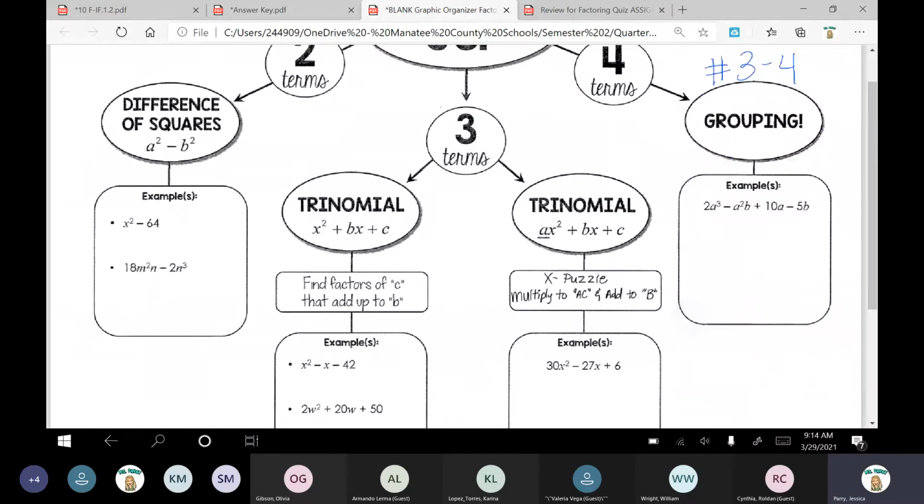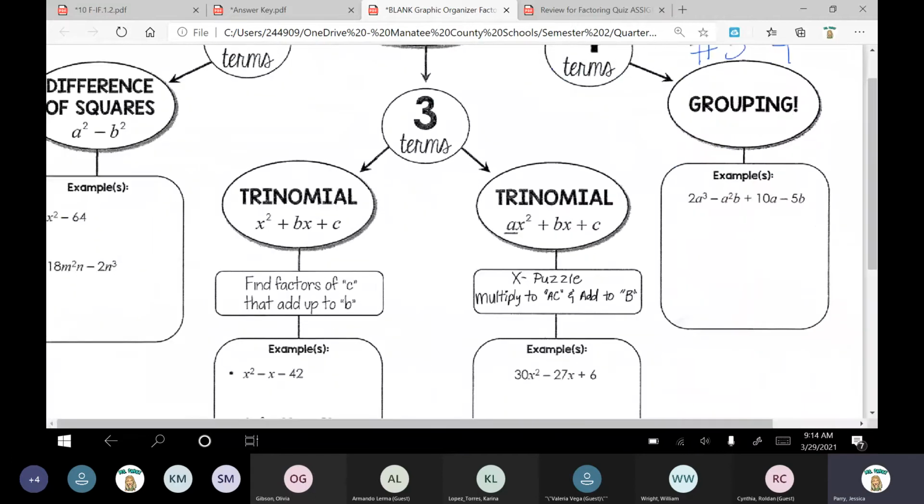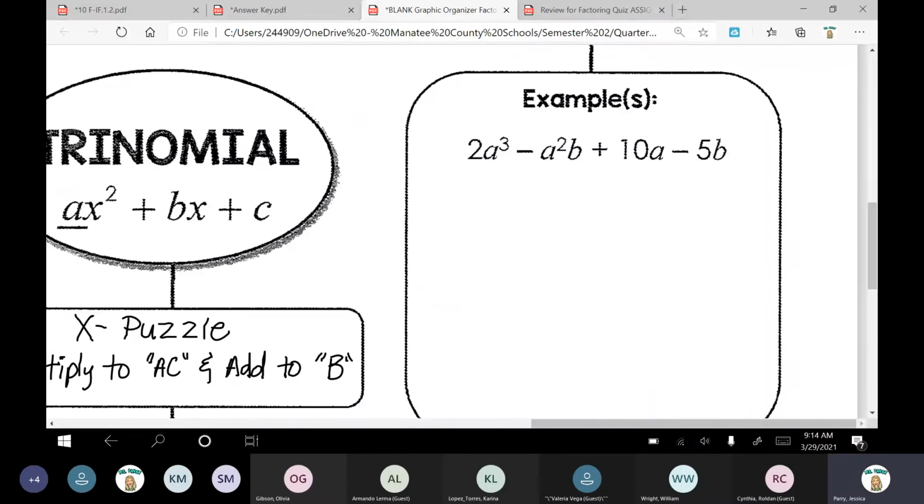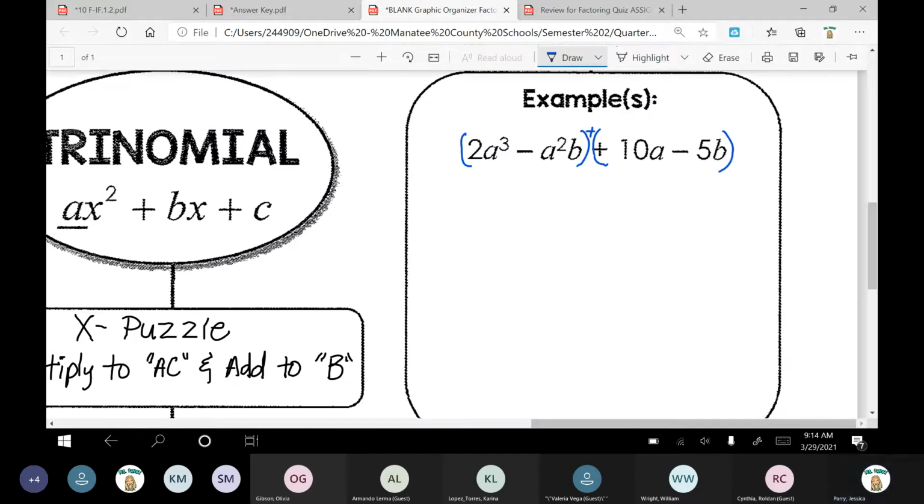So I'm going to zoom in here. We're doing our factor by grouping. This example here all the way to the right. Okay, so when you're doing this, you want to draw out your 2 sets of parentheses. So here's my first set, here's my second set, and the little tiny plus sign in between. We're going to factor out something from the first set of parentheses here.